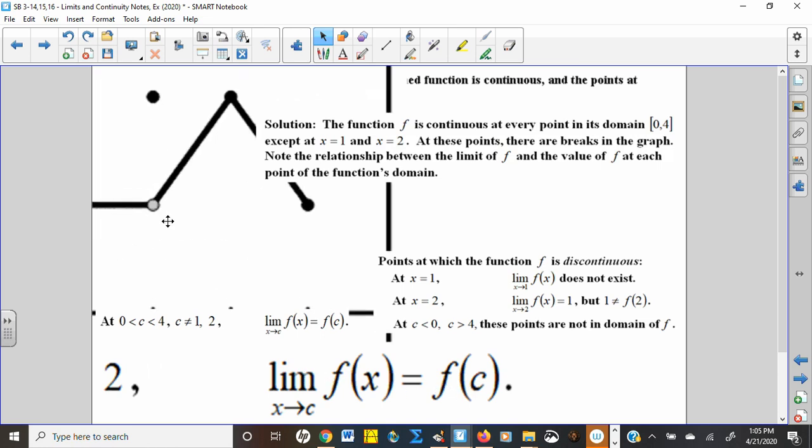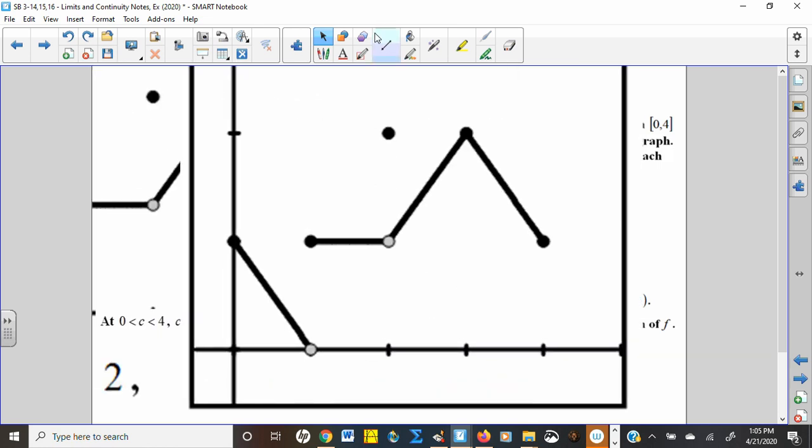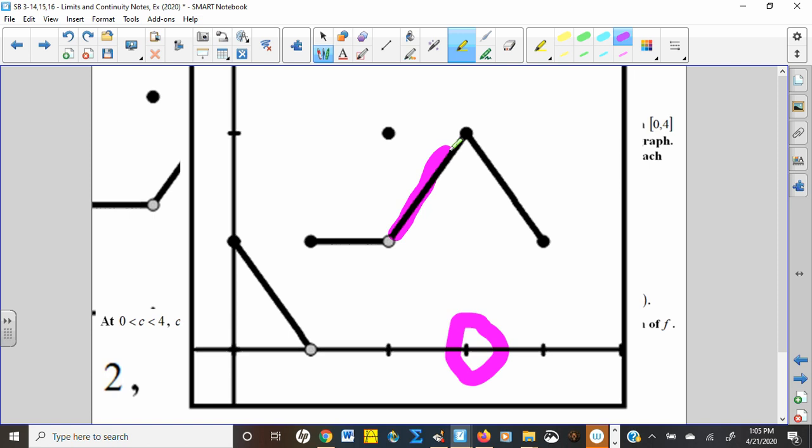So, for example, let's take 3, right? As I come into 3 from the left side, from the right side, I'm approaching the same height. I'm approaching a height of 2. And guess what? The function's height at x equals 3, okay, is 2. So it bridges the limit. It bridges the two sides of the road coming together. That's what it's all about right there.